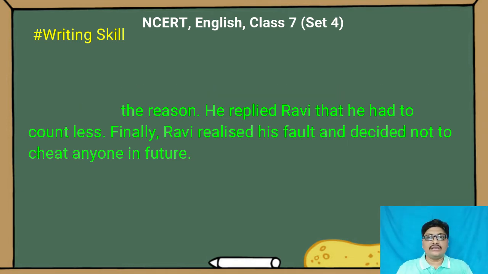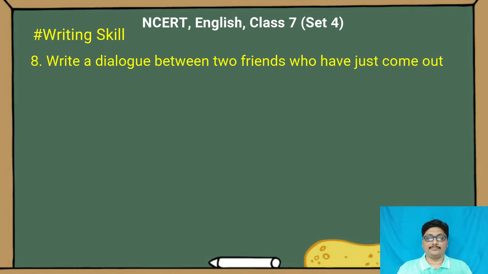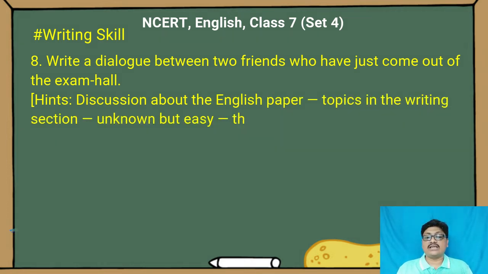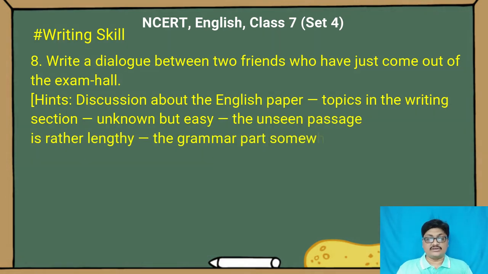So now come to the next question. Question number 8. Write a dialogue between two friends who have just come out of the exam hall. Okay, there are some hints. Discussion about the English paper. Next, topics in the writing section, unknown but easy. Next point, the unseen passage is rather lengthy. Next point, the grammar part somewhat difficult. Okay, so these are the hints for this question, and you have to write for 12 marks.